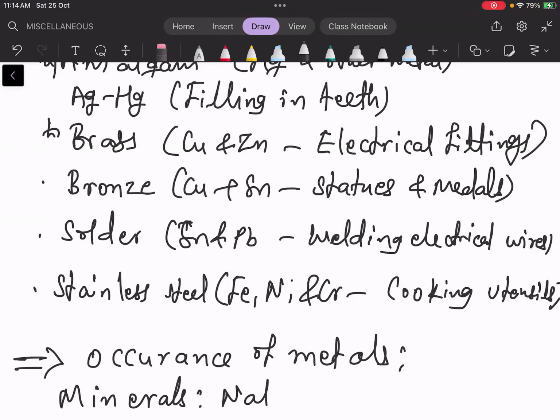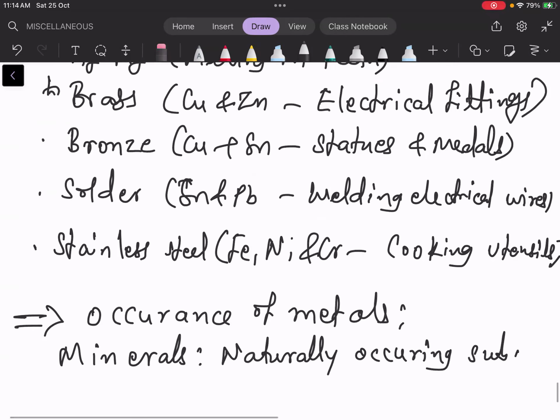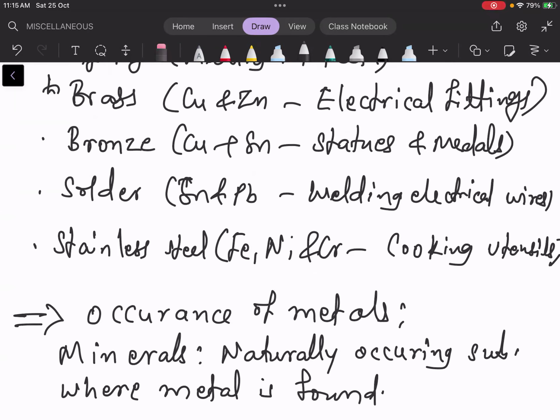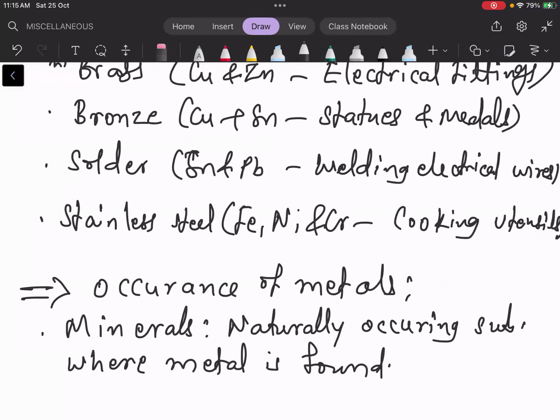Naturally occurring substances where metal is found, they are called minerals. Now, what are ores?